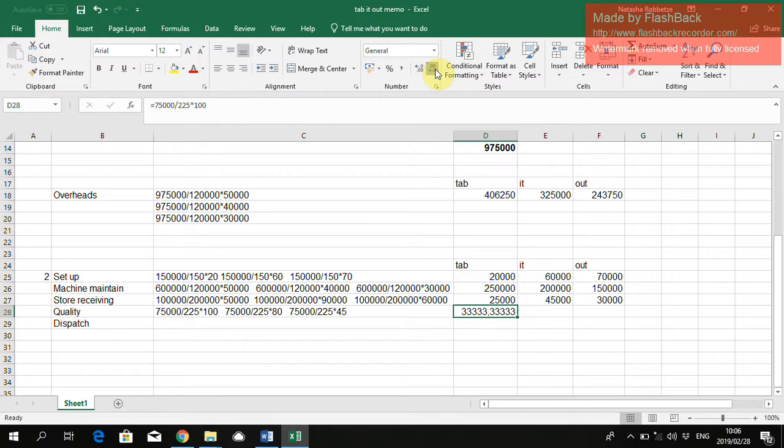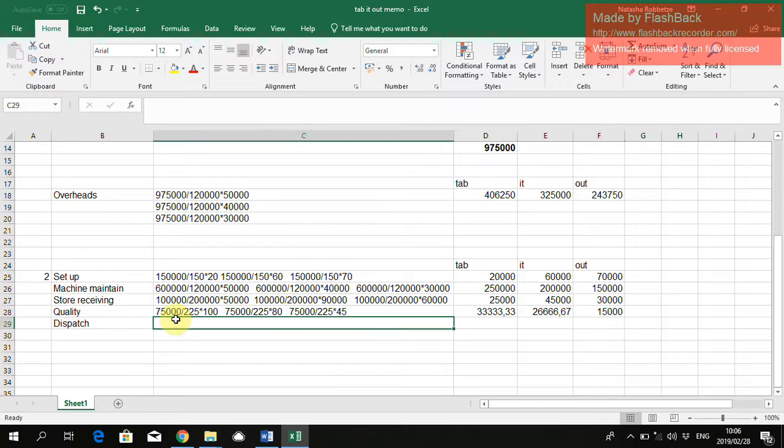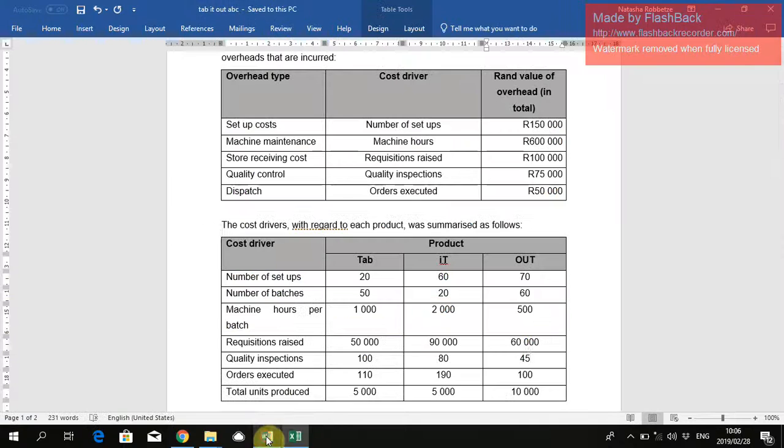And please remember to round to 2 decimals because we are working with money and there is no monetary measure smaller than cents. Then 75,000 divided by 225 times 80. And then there is 75,000 divided by 225 times 45. We are on our last calculation, and that is for the dispatch.